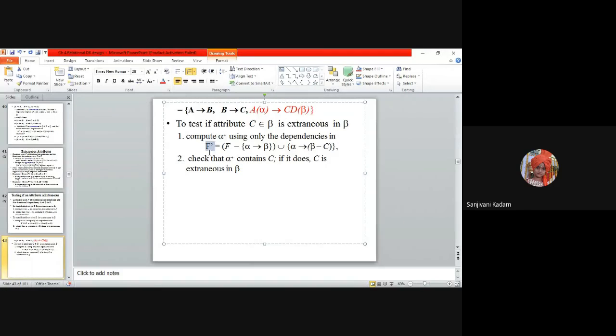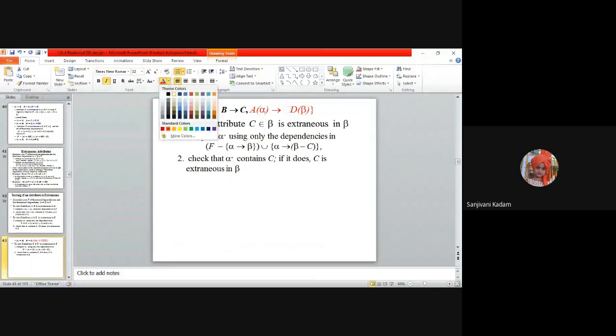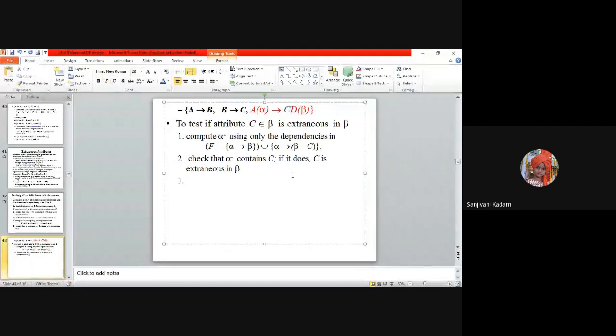The canonical cover is given by F dash. So we want to calculate alpha plus. Right now we are not focusing on this. We're doing this. So here we want to check if C is an extraneous attribute. So first it says to compute alpha plus using only the dependencies in F minus alpha gives beta, and along with that we want to add this functional dependency. So let us do this.